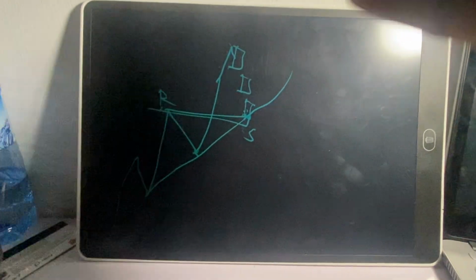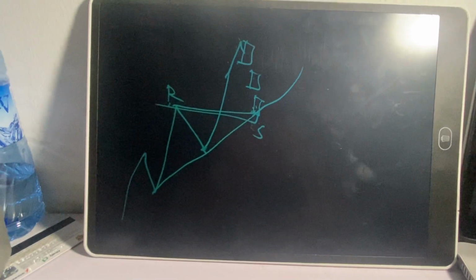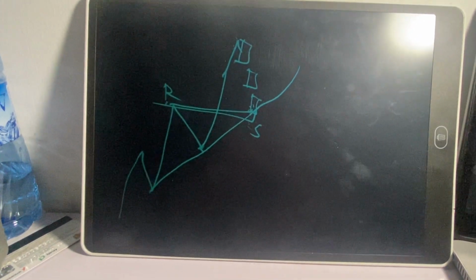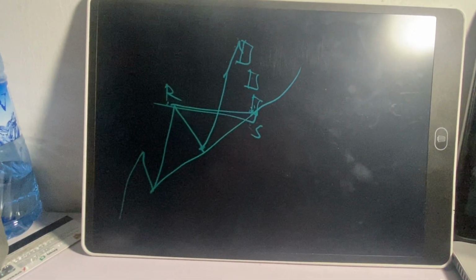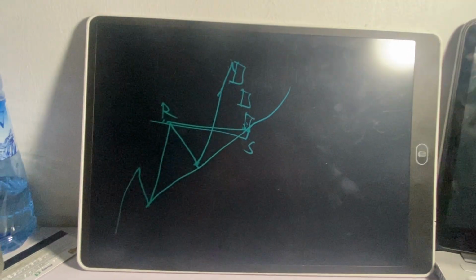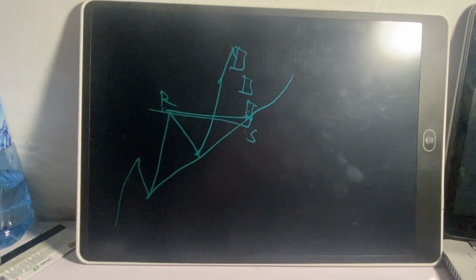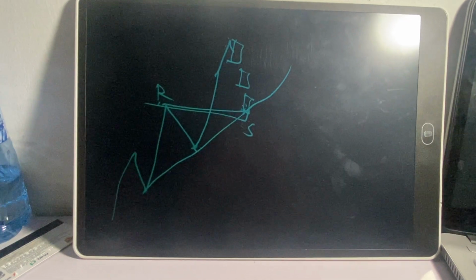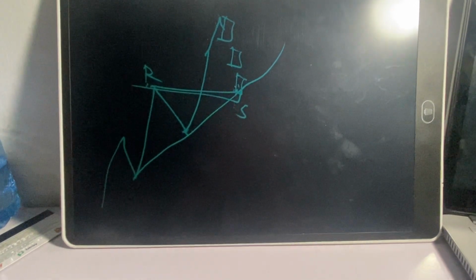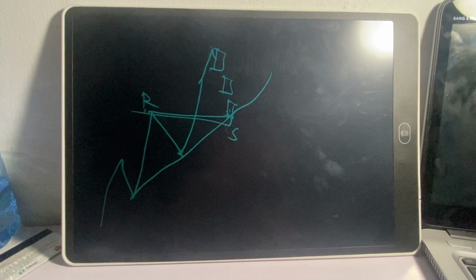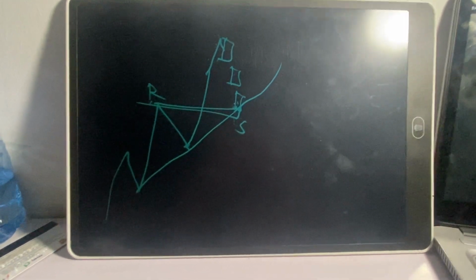Now, you have to wait. The candlestick must tell you, yes, the sellers are weak. The buyers are truly ready to buy. But if the candlestick is telling you the sellers are still in power, you just have to let them be.